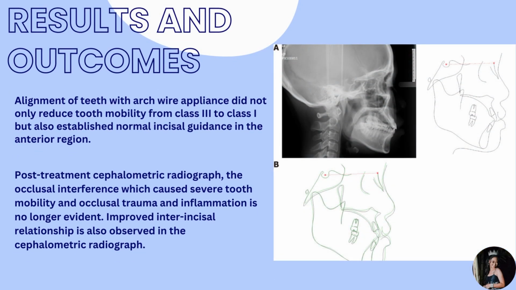Results and outcomes. After periodontal therapy, strict control of periodontal inflammation was accomplished and bone regeneration was successfully performed. As a result, orthodontic treatment could be executed. It started with the application of archwire appliance to improve alignment of teeth, to reduce tooth mobility from class 3 to class 1, and to establish normal incisal guidance in the anterior region.